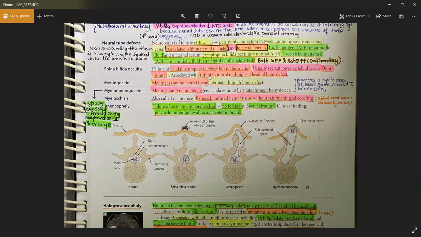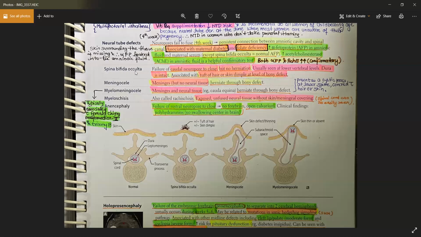It is also associated with a tuft of hair or a skin dimple at the bony defect. Wherever the defect is present, you will have a tuft of hair or a dimple there, right? And that's how you know that a patient has a spina bifida occulta. That means the wall which is covering the spinal canal is now not present. Okay, very important.